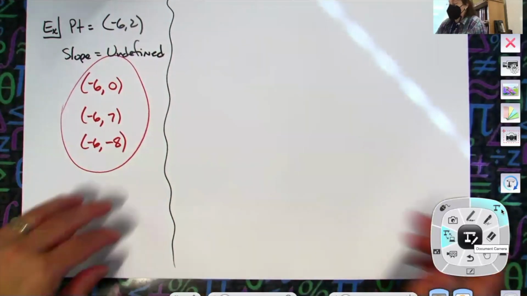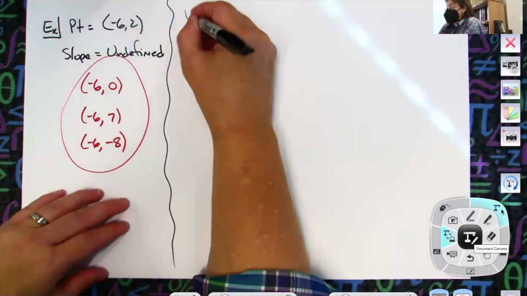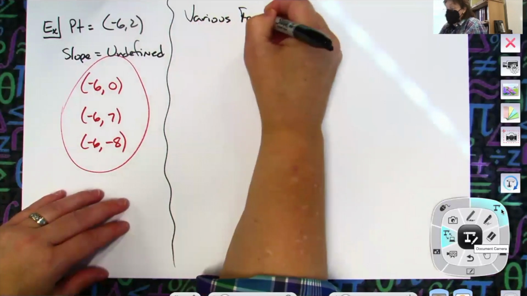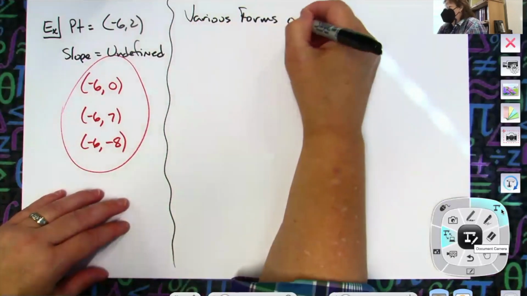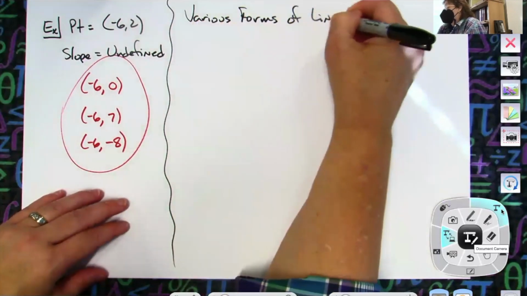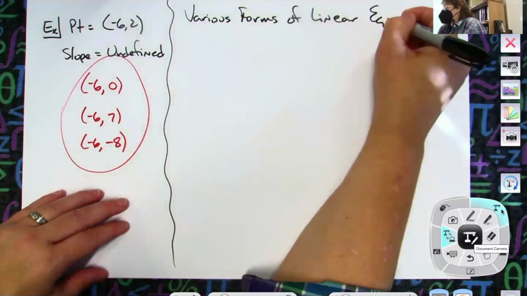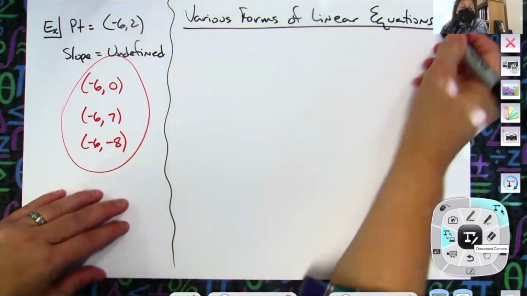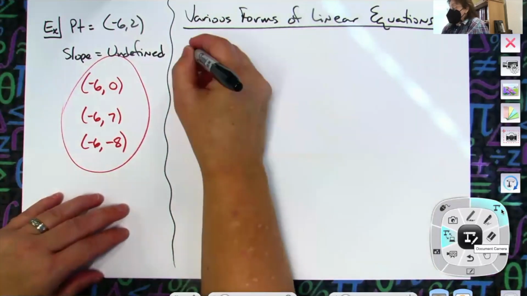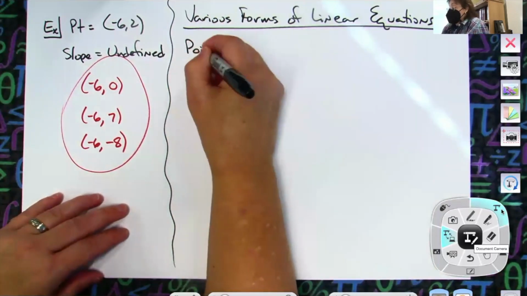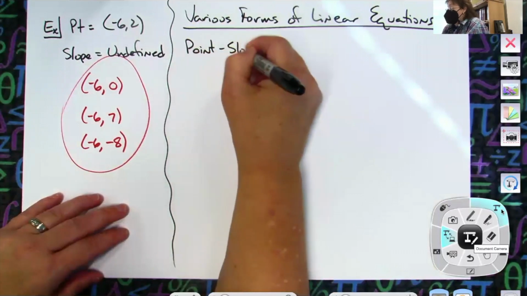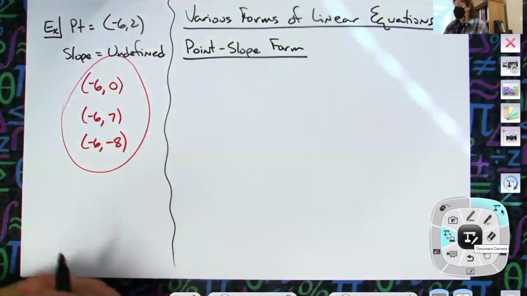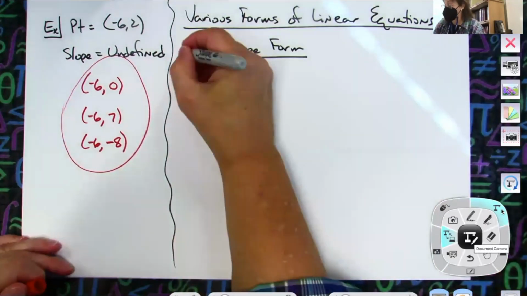Let's take a look at various forms of lines. All right, again, you know these because we have done them over and over, but we're going to re-mention all of them just to be safe. Okay, so point slope form. And I'm starting with that one for a reason. Let's put a little star by that one.